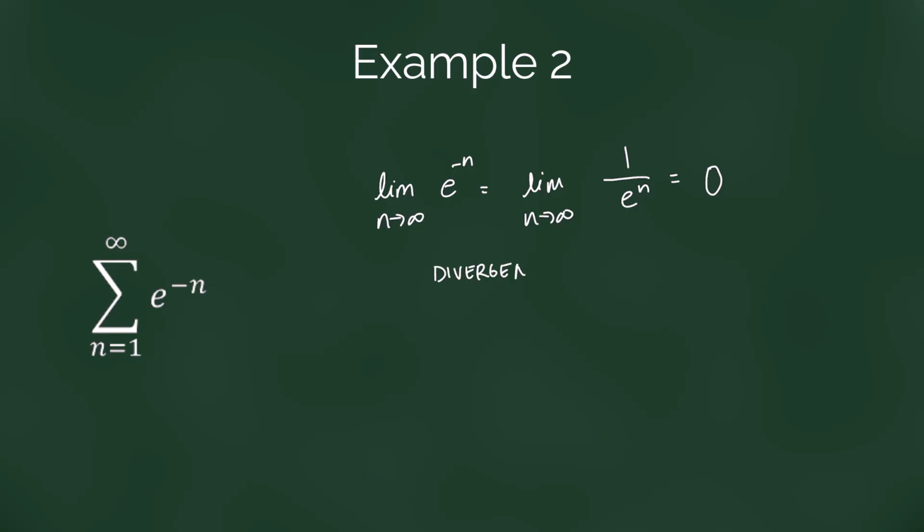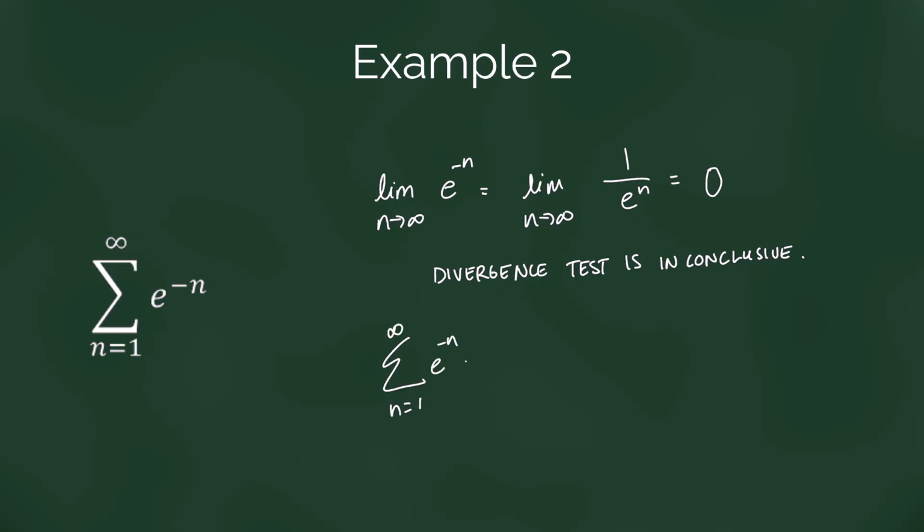Divergence, there we go, I spelled it right. The divergence test is inconclusive. We'll need another test to determine if this series diverges or converges. But if you look at it, you can see that the sum from n equals 1 to infinity of e to the negative n is a geometric series. We have 1 over e to the n power.